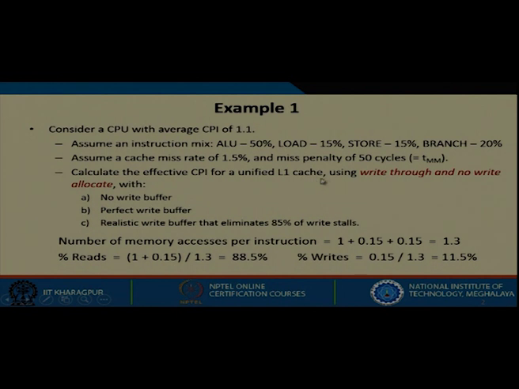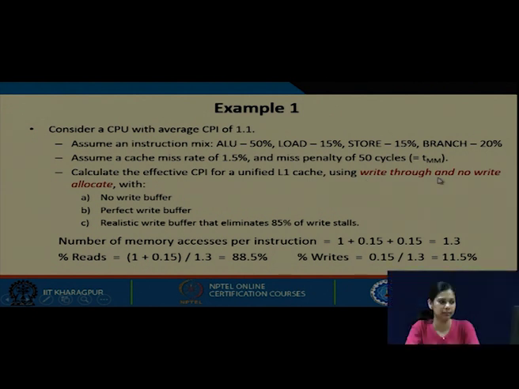We have already seen write through and no write allocate. So, we will be using the write through method for writing and no write allocate. Along with this, we will be having three more functionalities. We will be calculating with no write buffer. Next, with a perfect write buffer, and another one with a realistic write buffer that eliminates 85% of write stalls.